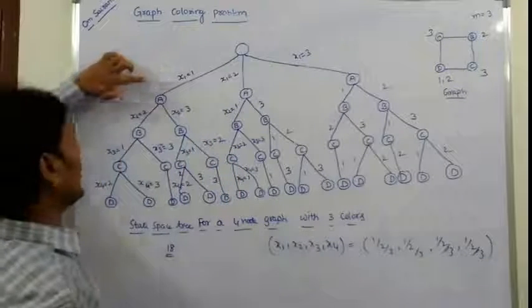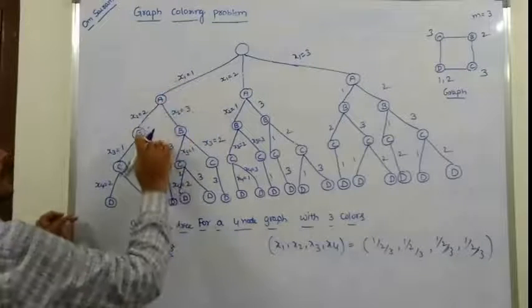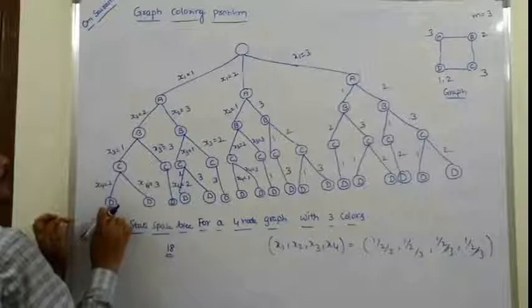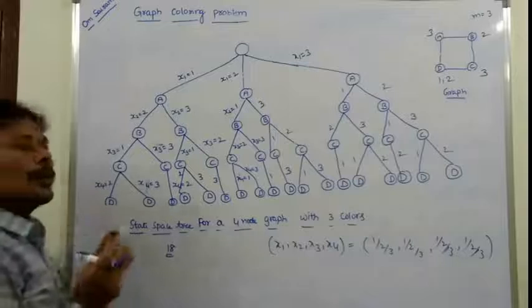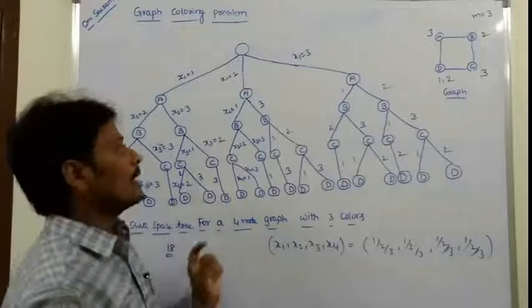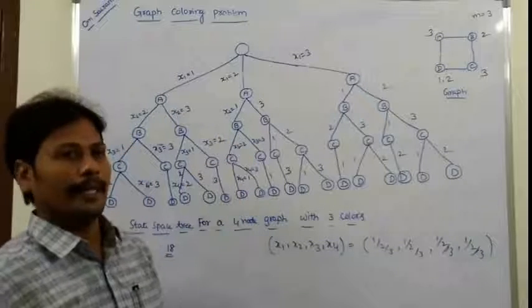So suppose we take this path. Vertex A is filled with first color, vertex B is filled with second color, vertex C is filled with first color, vertex D is filled with second color. No 2 adjacent vertices have the same color. This constraint must be followed while drawing the state space tree.